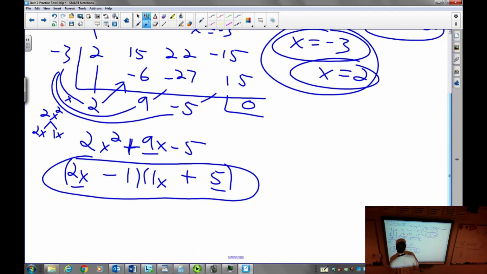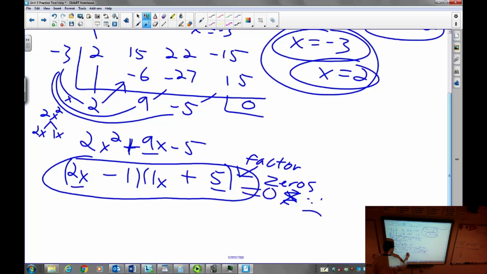What do you mean, Mr. Newbold? Well, that's just the factors. We actually needed the zeros. So that's just factors, but it's not the zeros, Mr. Newbold. So what do you have to do to get the zeros? Set them equal to 0. So this is going to be x plus 5 equals 0. So we have -5 to both sides. And we get x equals -5 as one of our zeros.